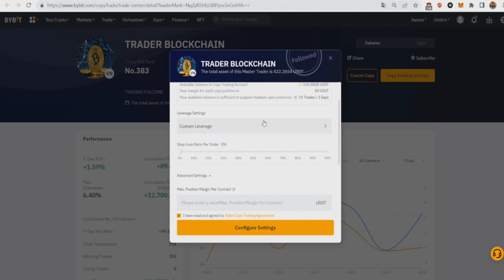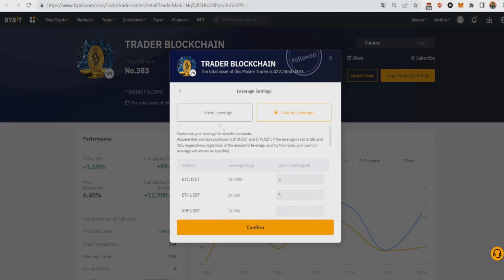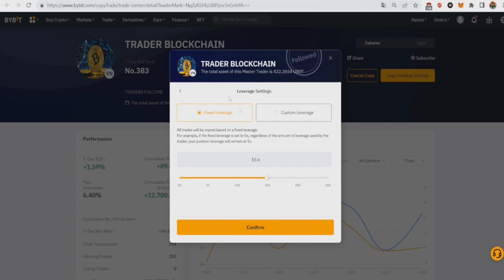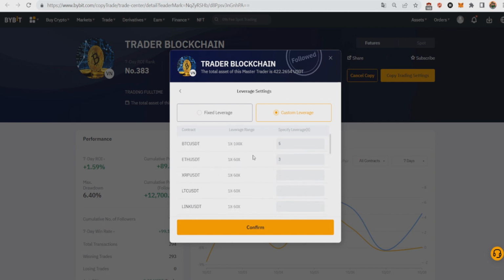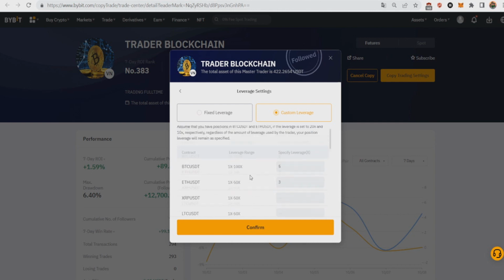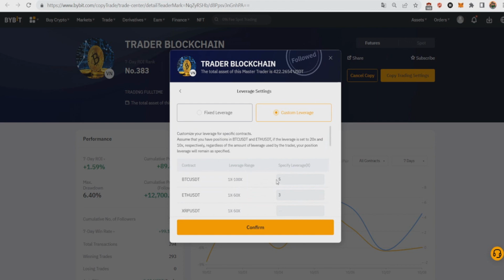Then the next most important thing, of course, is the leverage. How much leverage are we going to pick? You've got fixed leverage. This means, for example, I want him to pick 5x on every coin. Or you can get custom leverage, where you can say, I want 5x for BTC, Ethereum 3x, XRP 2x. Leverage basically means if I pick 5x leverage and the coin goes 20% in the other direction, let's say the trader says Bitcoin is going to go up, but it goes down 20%, then I lose all of my money.